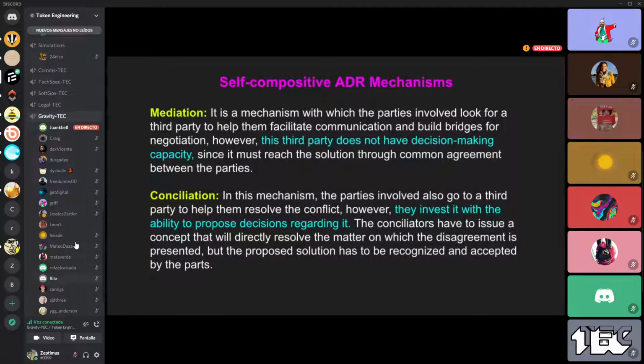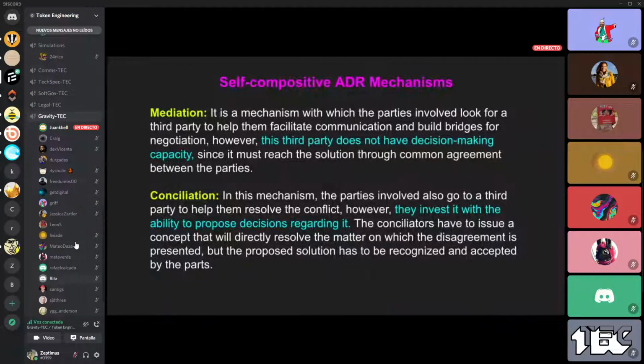So in the self-compositive ADR mechanisms, I want to highlight two that are the ones that we are going to offer as Gravitons. And those are mediation and conciliation. The difference between mediation and conciliation is that in mediation, the third part acts like a facilitator for the communication of the parties involved, and helps them ease the looking for solutions. But in the mediation, the third part does not propose a solution, just eases the process, but the solution has to come from the parties involved.